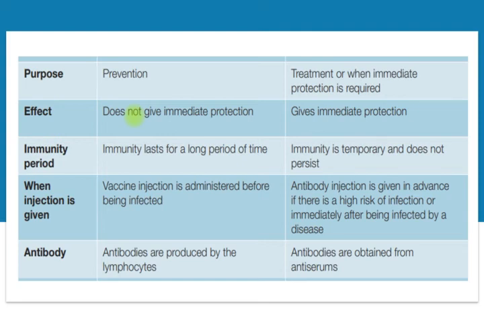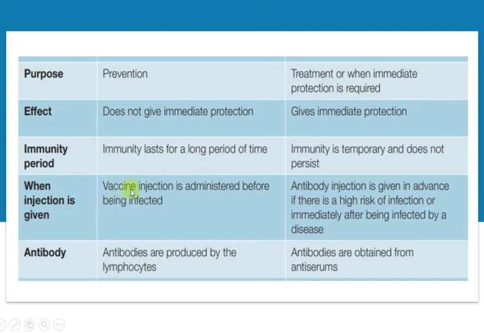So it does not give immediate protection, right? Whereas the artificial passive immunity gives immediate protection. Okay, then we go to the immunity period. The immunity for artificial active immunity lasts for a long period of time. Whereas the immunity for artificial passive immunity is temporary and does not persist. Okay, then we go to when the injection is given.